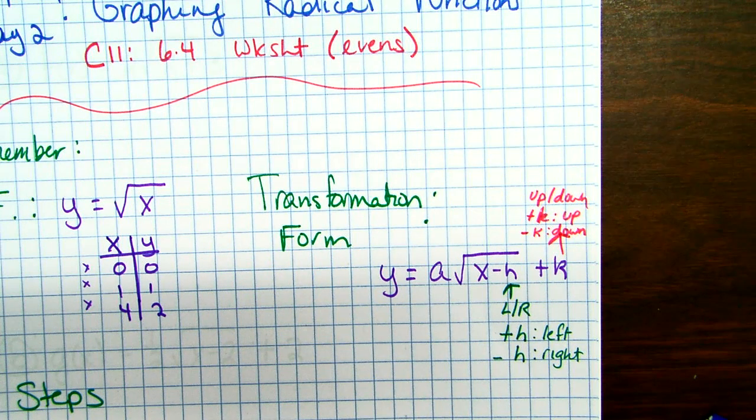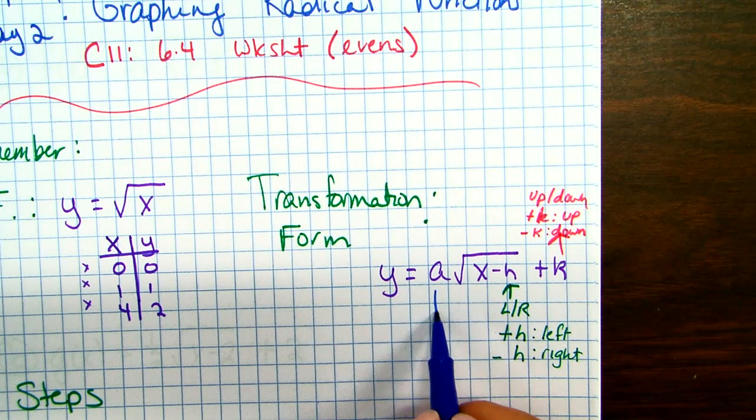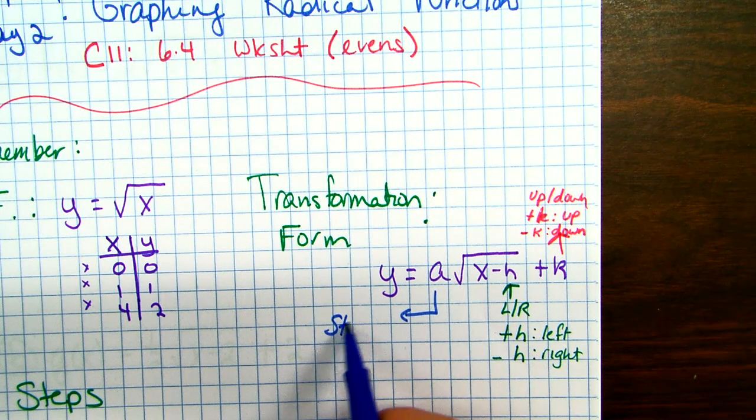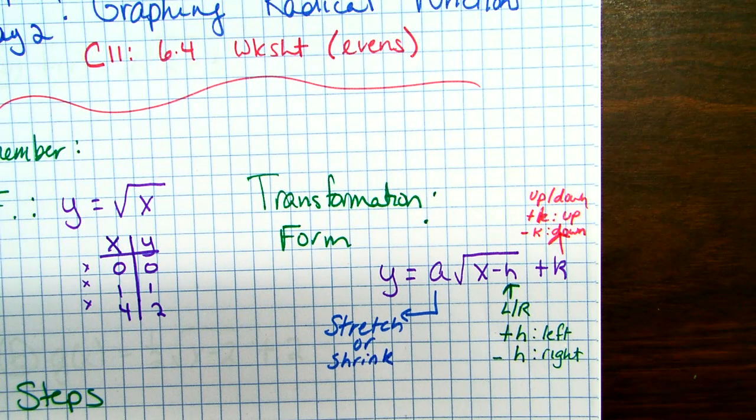Today we're going to introduce a, the a value in front. That's the only other letter we have to, quote unquote, worry about. That is your stretch or shrink. Okay, so if a is greater than 1, it stretches it. If it's less than 1, it shrinks it. So think about this, guys.